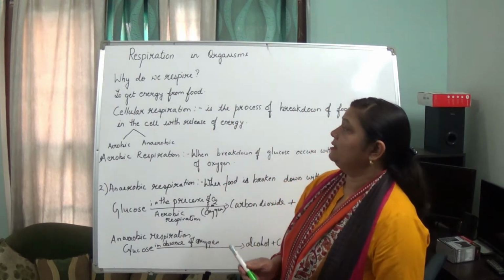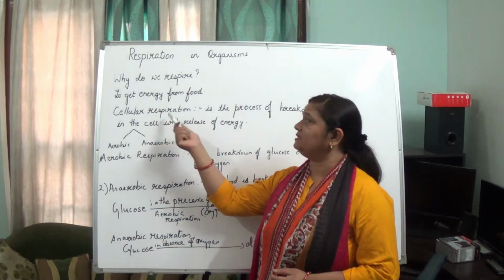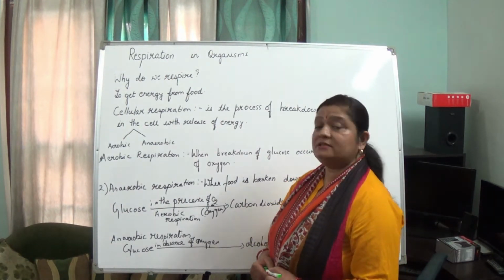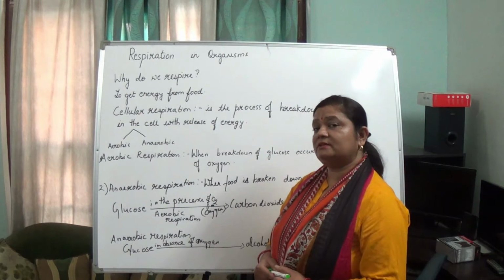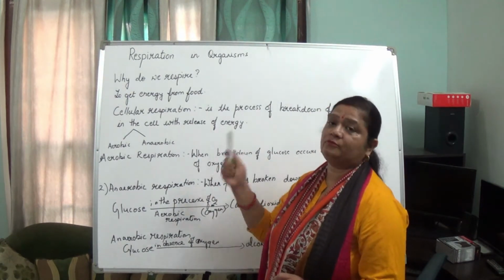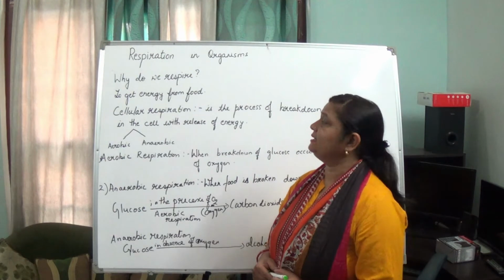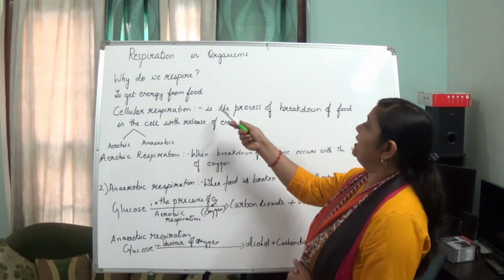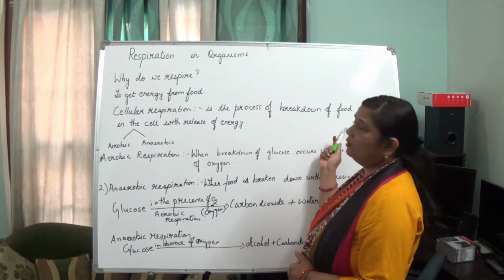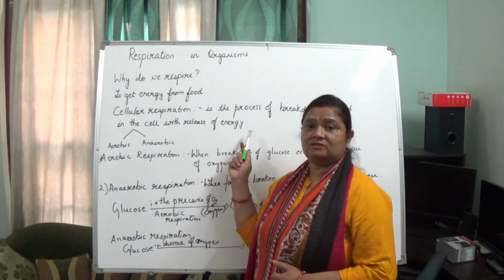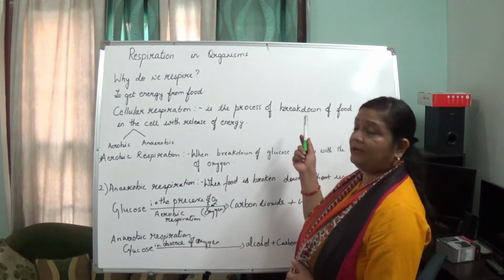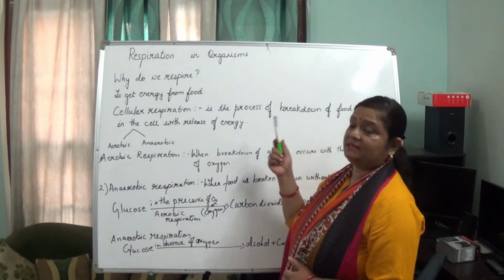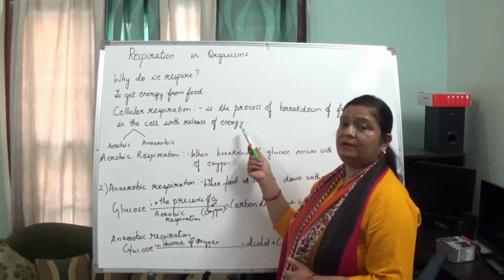Why do we say cellular respiration? Because this respiration takes place in the cell, where the digested food is present. The oxygen which we breathe in oxidizes the food present in the cell, and so it is known as cellular respiration. Cellular respiration is the process of breakdown of food in the cell with the release of energy. It is breaking down, burning or oxidizing the food present in the cell to release energy.